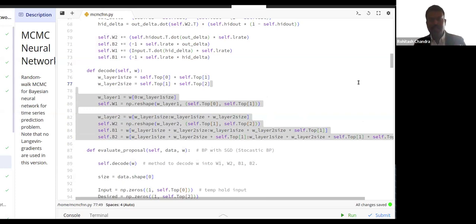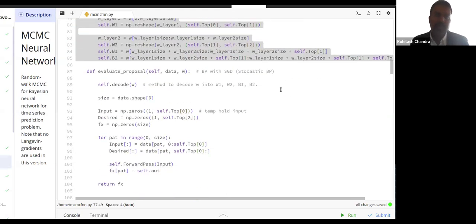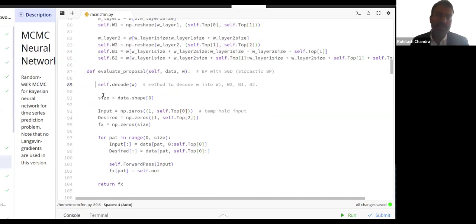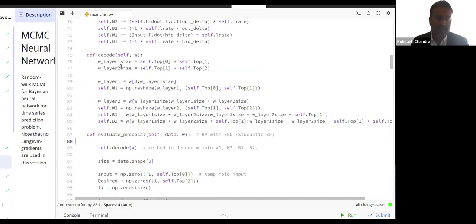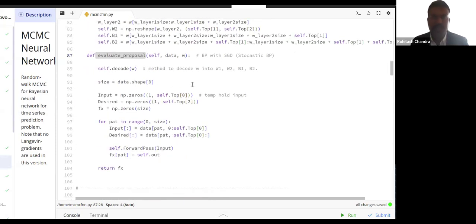It's basically going into chunks of the vector and getting the layer 1 weights out, layer 2 weights out, layer 1 biases out, and layer 2 biases out. So then once that's done, that decode is run by this evaluate proposal function, right? And this is very similar to BP with stochastic gradient descent or gradient descent.